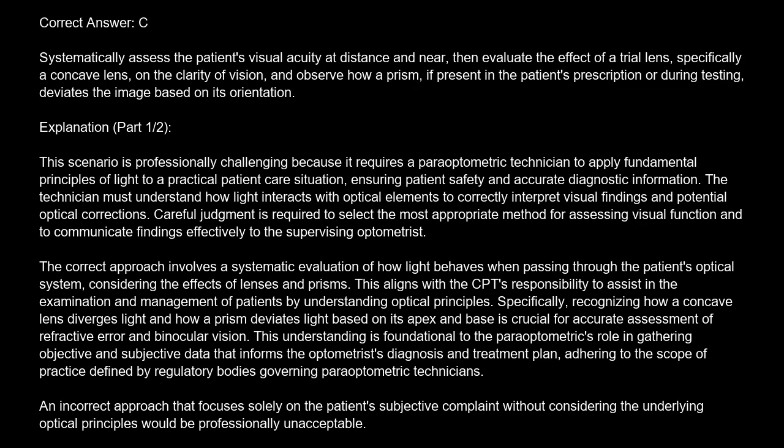The correct answer is C. Systematically assess the patient's visual acuity at distance and near, then evaluate the effect of a trial lens, specifically a concave lens, on the clarity of vision, and observe how a prism, if present in the patient's prescription or during testing, deviates the image based on its orientation.